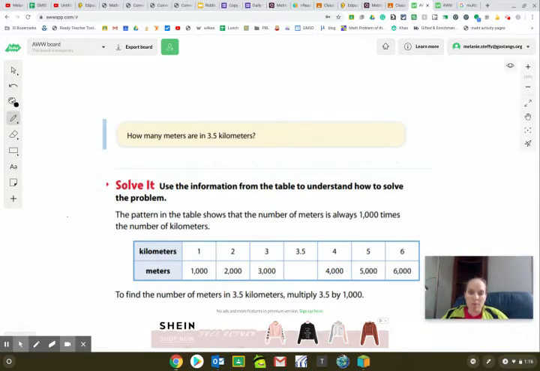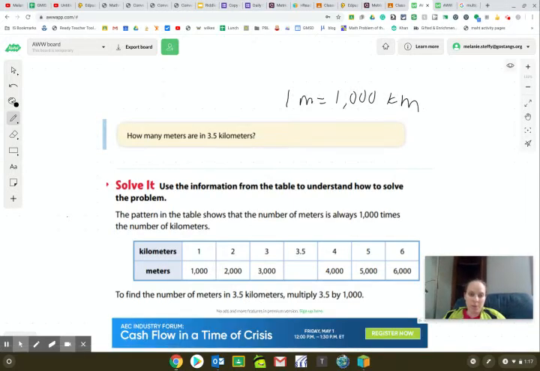It says, how many meters are in 3 5/10 kilometers? So in order to figure out this problem, we need to know what our conversion is between meters and kilometers. I know that 1 kilometer is equal to 1,000 meters, and I can use that to help me solve this problem.